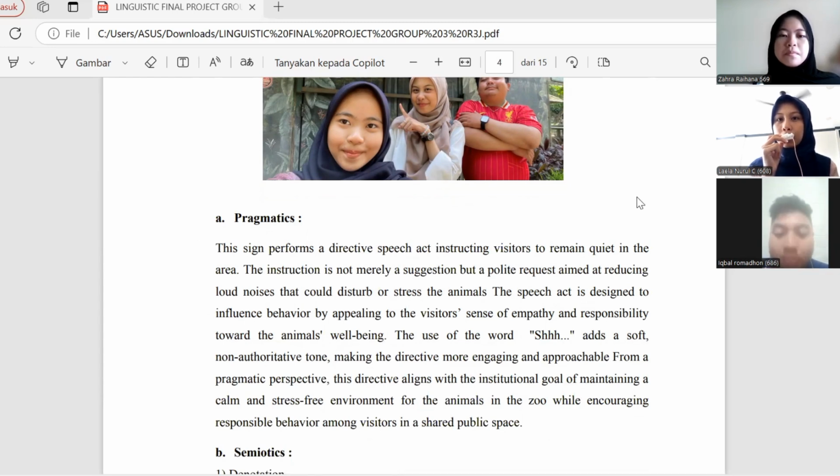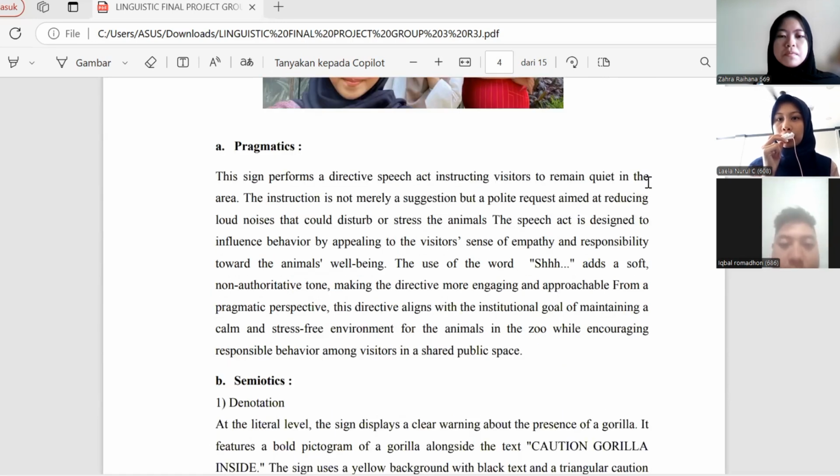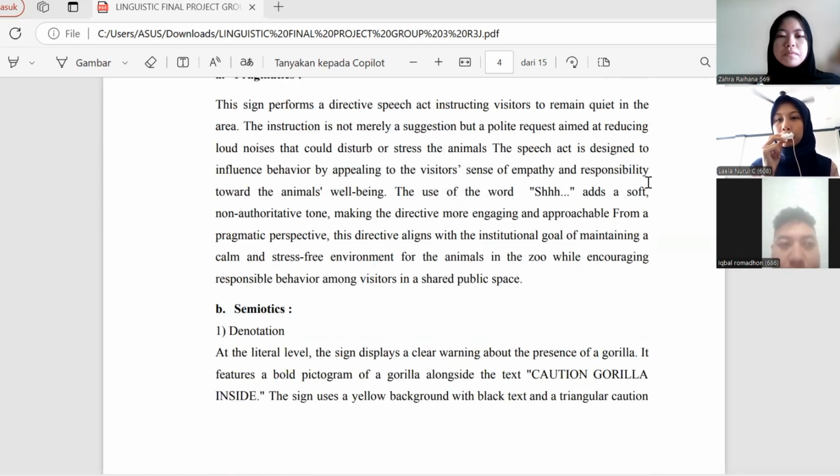The instruction is not merely a suggestion, but a polite request aimed at reducing loud noises that could disturb or stress the animal. The speech act is designed to influence behavior by appealing to the visitor's sense of empathy and responsibility toward the animal's well-being. The use of the word "shh" has a soft, non-authoritative tone, making the directive more engaging and approachable from a pragmatic perspective. This directive aligns with the institutional goal of maintaining a calm and stress-free environment for the animal in the zoo while encouraging responsible behavior among visitors in a shared public space.